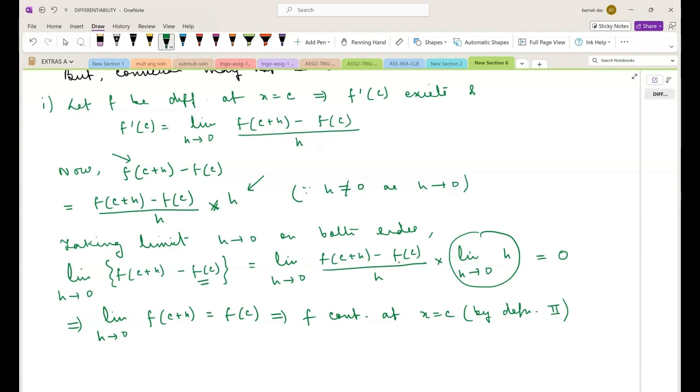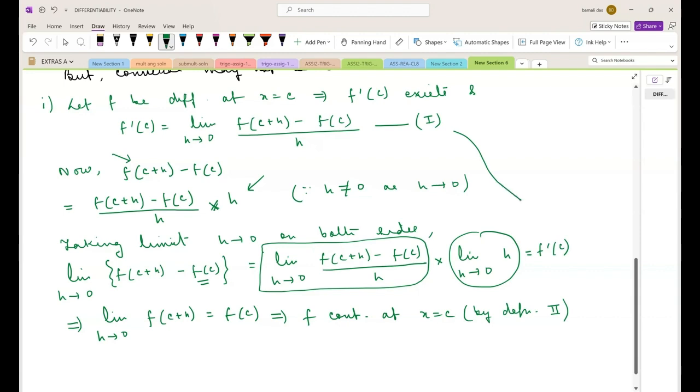So this is actually, I should have written here something which I actually skipped. I think I should write here. This portion, limit h tends to 0, this portion is f dashed c, right? From here, from 1, and this second portion is 0. So ultimately that is 0.